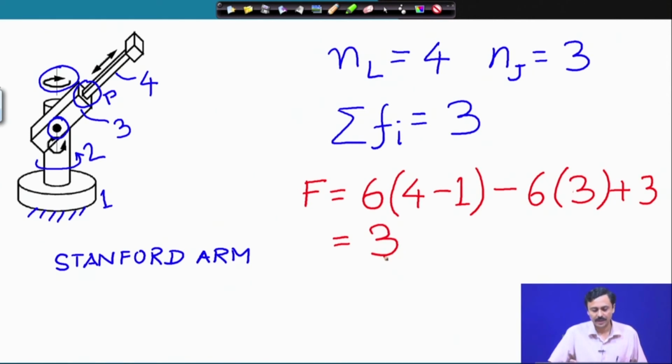So, this is a robotic mechanism with 3 degrees of freedom, and we need therefore 3 actuators. So, for the revolute joints we need revolute motors, rotary motors, and for this prismatic joint either we can have a linear motor or we can have a screw pair, a powered screw pair to move this slider.